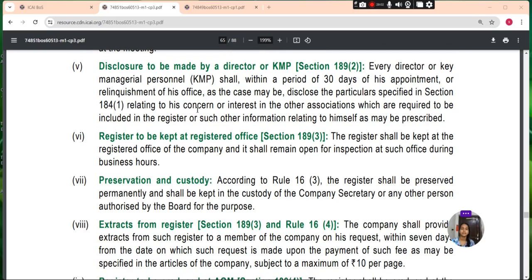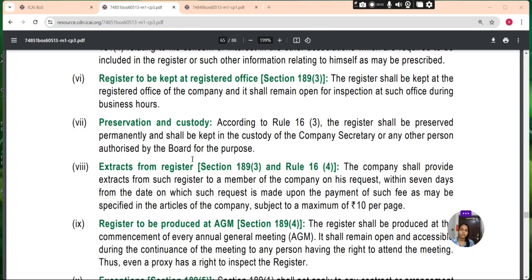उसके बाद register to be kept at register office. रजिस्टर हमें कहाँ रखना पड़ेगा? The register shall be kept at the registered office of the company and it shall remain open for inspection at such office during the business hours. Then preservation and custody. According to this, the register shall be preserved permanently and shall be kept in the custody of the company secretary or any other person authorized by the board for the purpose.